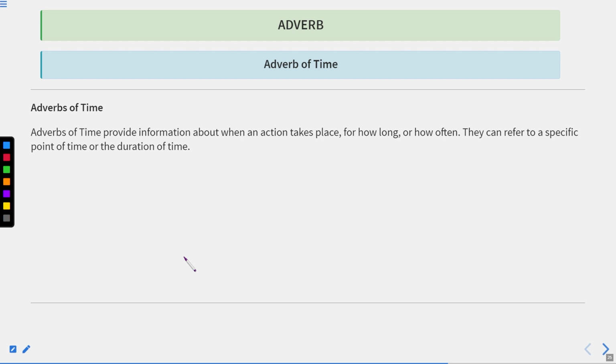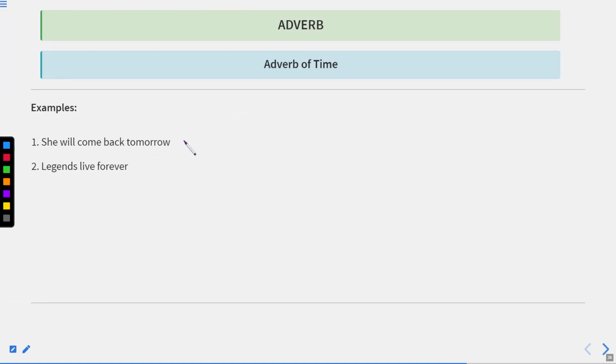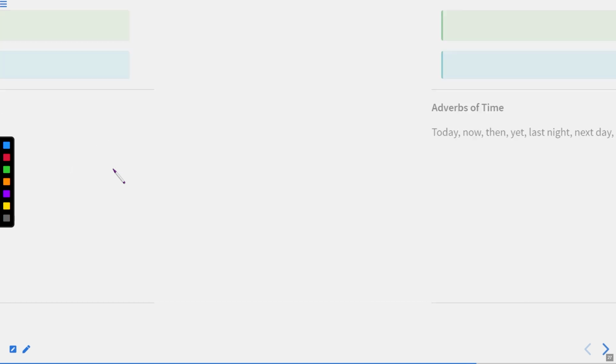So how often and how long can also be qualified by the word frequency, but here the adverb of time says at which time that action took place. They can refer to a specific point of time or the duration of time. For example, she will come back tomorrow. Tomorrow is time. Legends live forever, so forever is time.